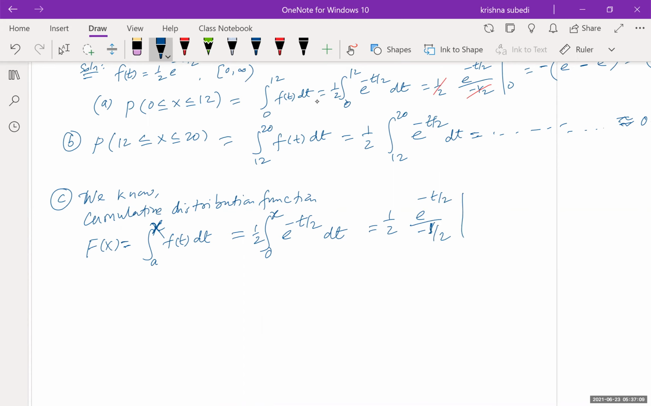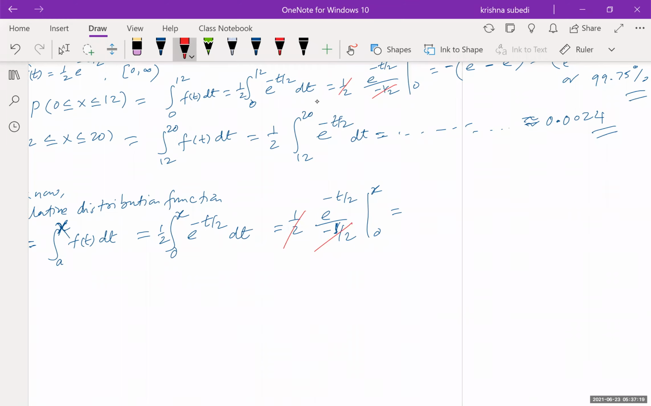And then this is going to be from 0 to x. This half and half again cancel out. So your term will be negative, and now if you plug in the value, you're going to get e raised to power negative x over 2 minus e raised to power 0. So which gives me negative e raised to power negative x over 2, and negative will be positive 1. So this is your cumulative distribution function.